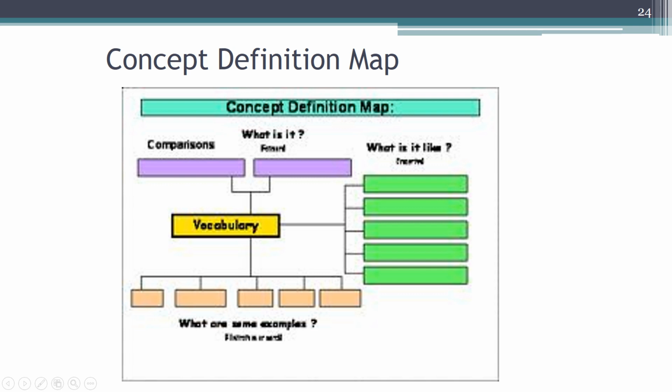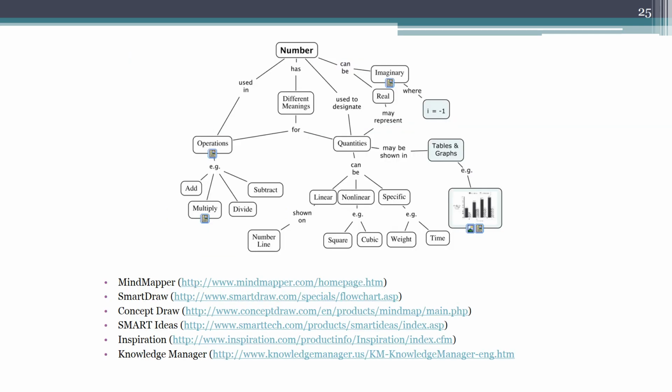Another graphic organizer is a concept definition map. Okay, so here I'm comparing it. What is it? I'm comparing it. I might include vocabulary. What are some key terms and examples? What is it like? Okay, so forcing students to think beyond that simple surface definition.